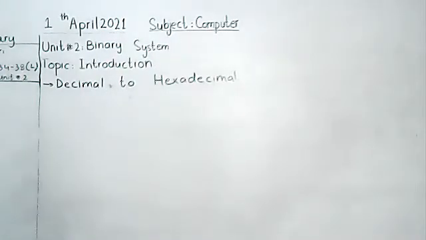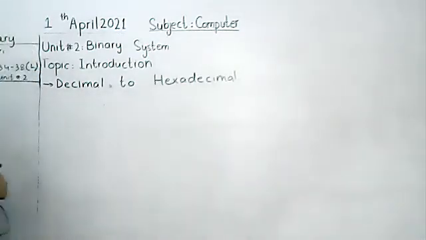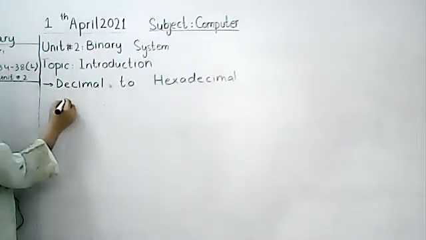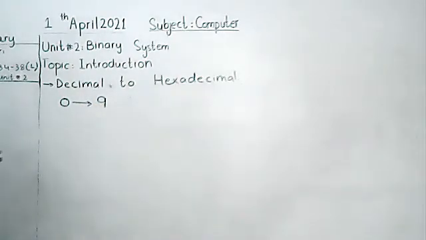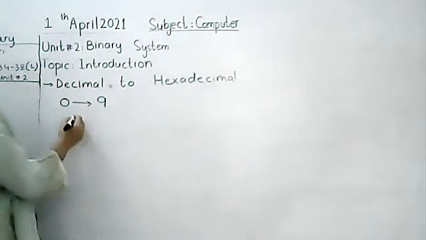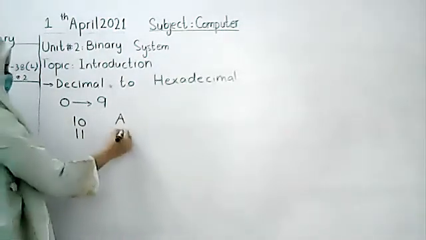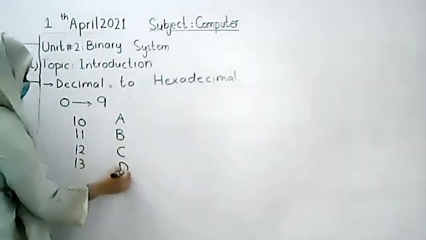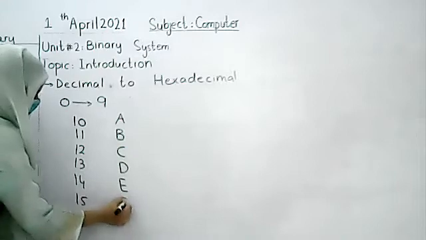Okay, now students, we have to convert the decimal numbers to hexadecimal numbers, right? As we know, in the decimal system we have the numbers 0 to 9. In this way you can say that in the decimal system we have 10 numbers. So from the 10 it will be A in hexadecimal. 11 is B, 12 is C, 13 is D, 14 is E, 15 is F.